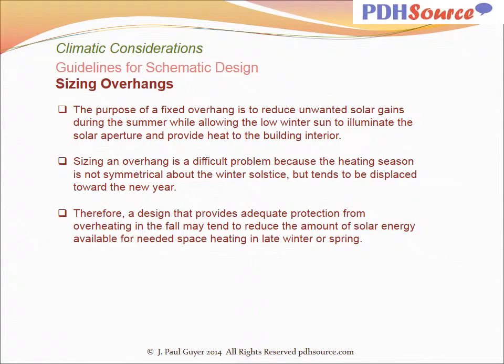With regard to the sizing of the overhang, this is an important consideration, of course. The purpose of a fixed overhang is to reduce unwanted solar gains during the summer while allowing the low winter sun to illuminate the solar aperture and provide heat to the building interior. Sizing an overhang is a difficult problem because the heating season is not symmetrical about the winter solstice but tends to be displaced toward the new year. Therefore, a design that provides adequate protection from overheating in the fall may tend to reduce the amount of solar energy available for needed space heating in late winter or spring.